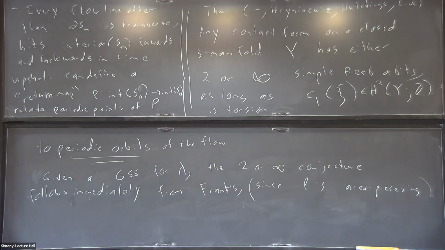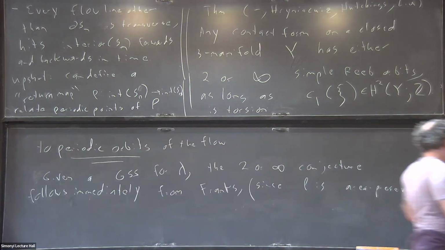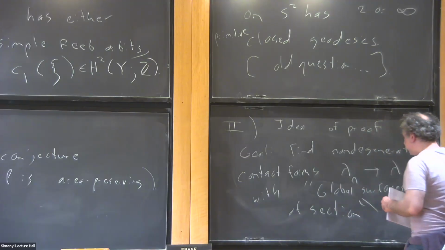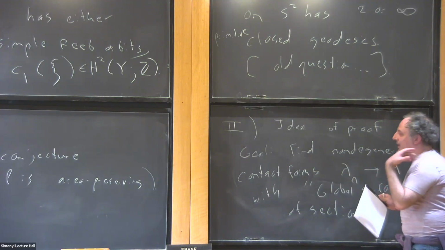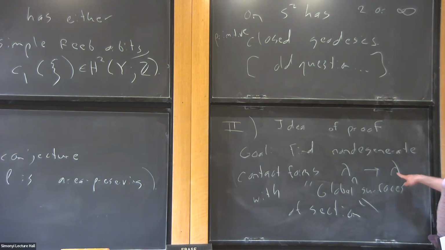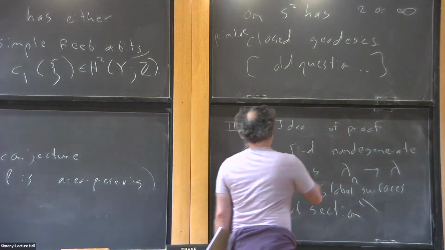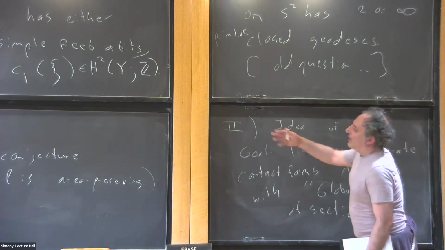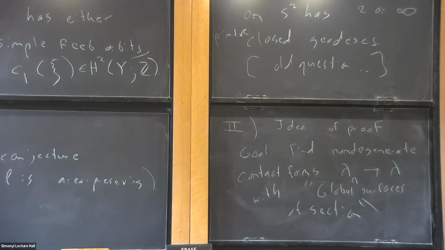So, to recap where you should be after this point then, what I've explained is that by fairly standard arguments, it suffices to find a global surface of section for lambda. And the way we want to try to find a global surface of section for lambda is to find a global surface of section for these non-degenerate perturbations of lambda and show that you can take some kind of limit. But there are many challenges with this.